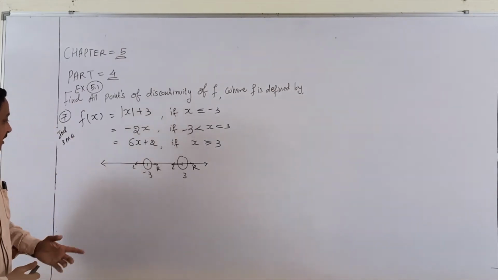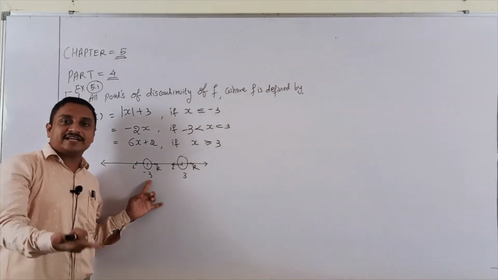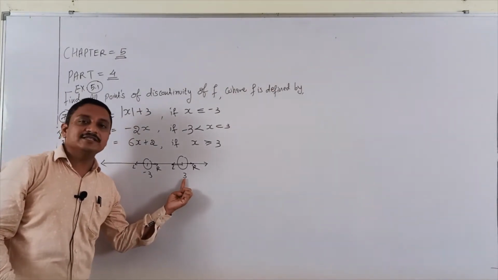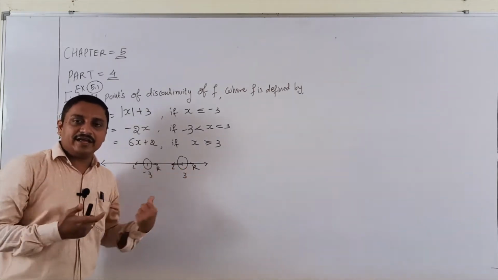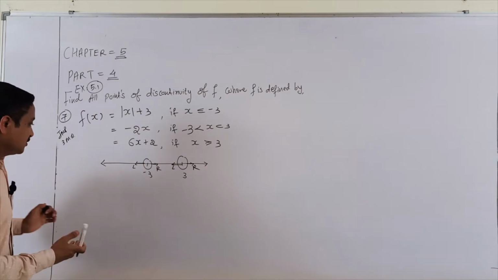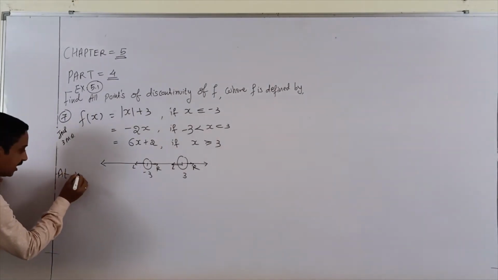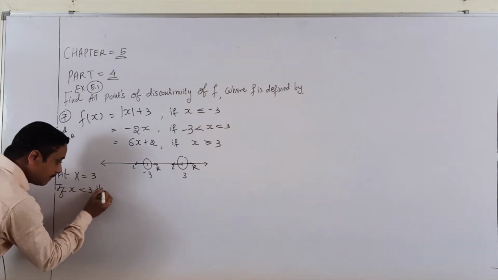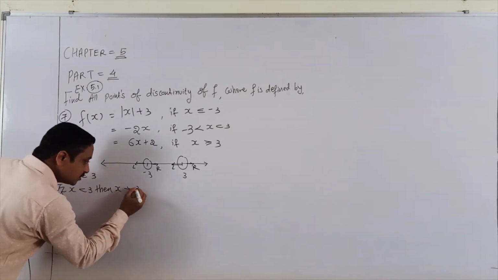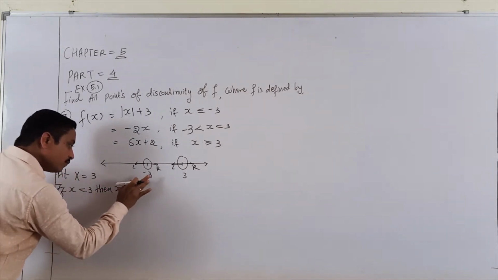Yes students, after checking x equal to minus 3, now I explain the same at x equal to 3. Same left hand side and right hand side according to our sandwich rule. So now I am checking x is equal to 3. If x is less than 3, then x tends to 3 negative.